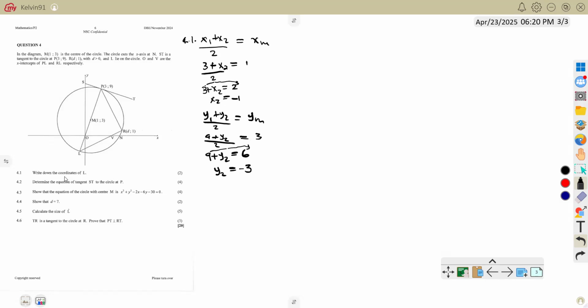Therefore, the question is wanting coordinates. So our final answer must be in coordinate form. So the coordinates of L, therefore, means are going to be (-1, -3). Then the next question, determine the equation of the tangent ST to the circle at P.